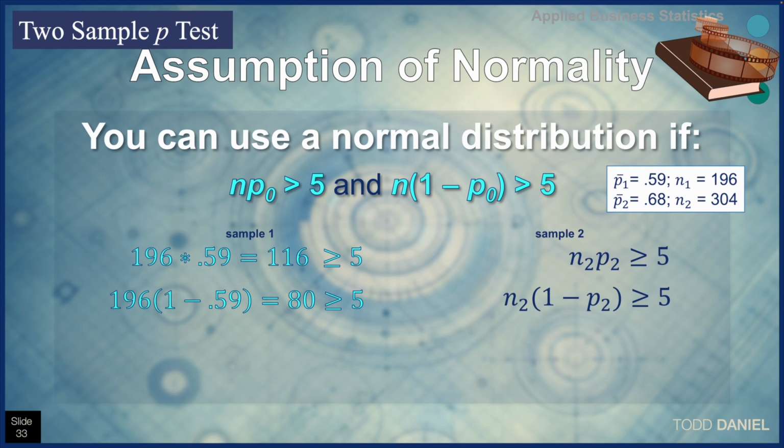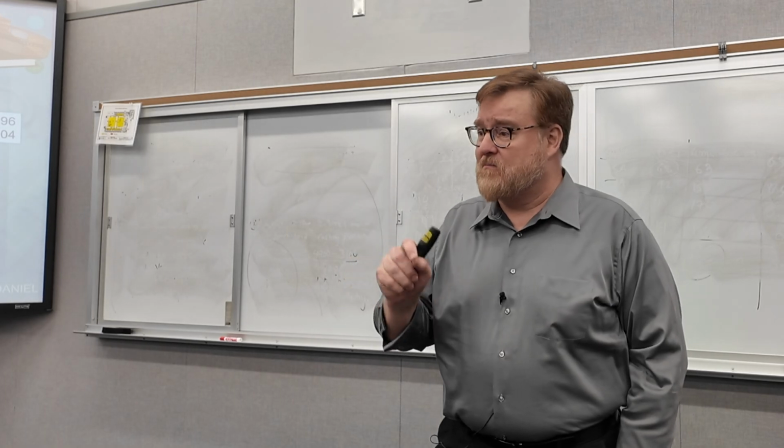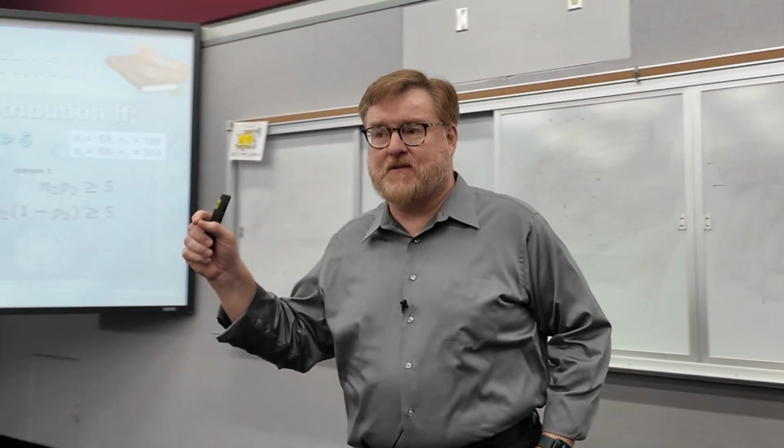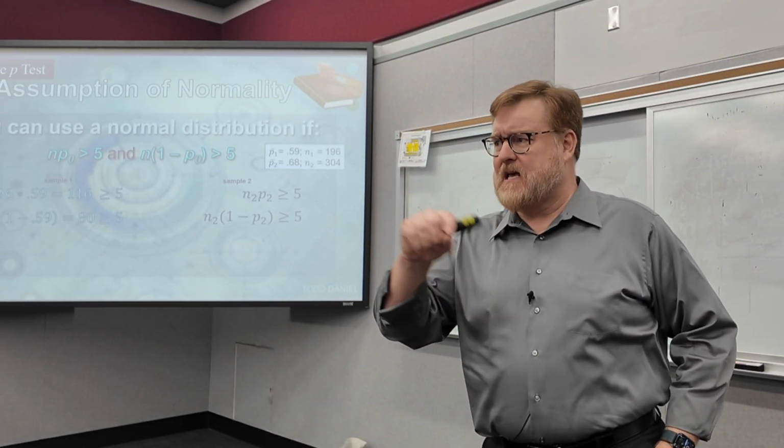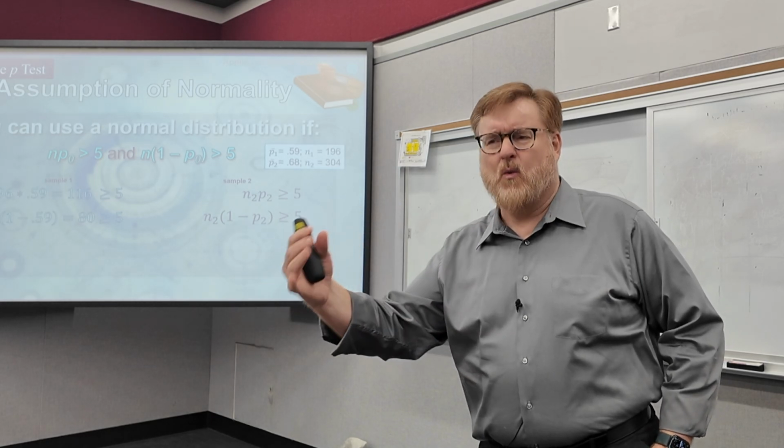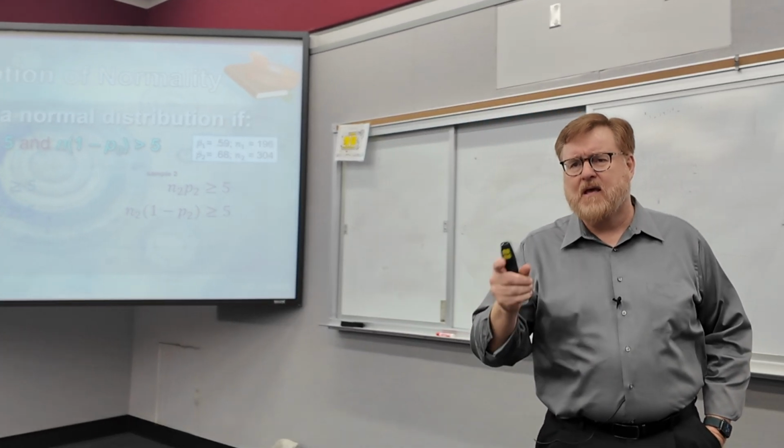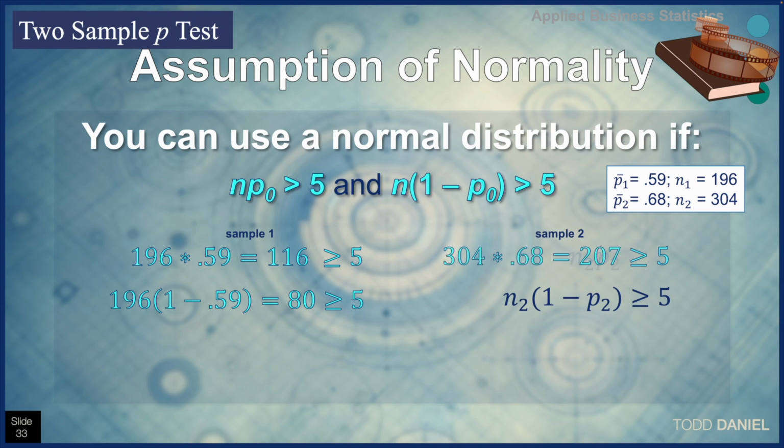196 times 1 minus 0.59 is 80, also greater than 5. So the assumption has been met for this first sample. But you have to check the assumption for both samples, and both samples have to pass. If one passes and the other one doesn't, you still can't use this, or we would need to use a corrective factor. Let's check that second sample.